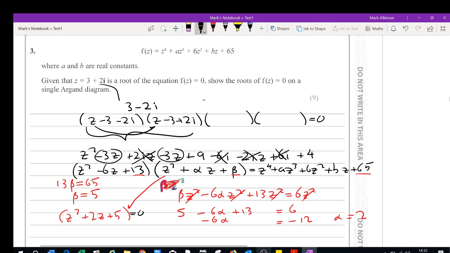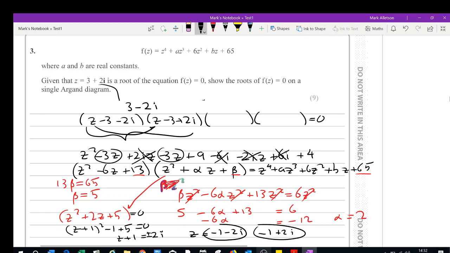So if this equals 0, z plus 1 squared minus 1 plus 5 is 0. Minus 1 plus 5 is 4, so it's minus 4 on this side. So z plus 1 equals square root of minus 4, which is plus or minus 2i, and then take away 1. So z is minus 1 minus 2i and minus 1 plus 2i. So they're your other two roots.